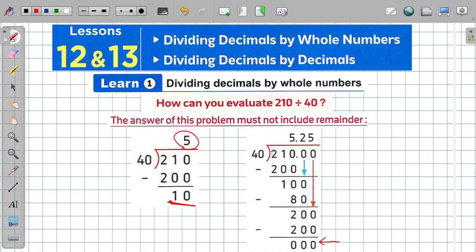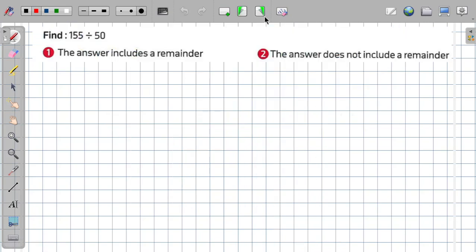So in some examples, we can reach the answer without any remainder. But in some examples, we will reach the answer, but we cannot stop with zero remainder. So what can I do? This lesson talks about this problem. So let's try another example. I have 155 divided by 50.